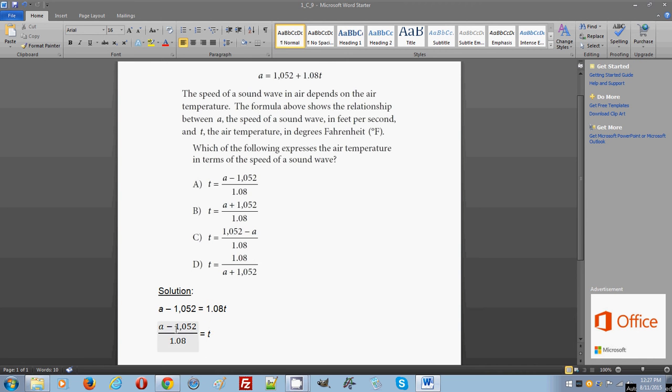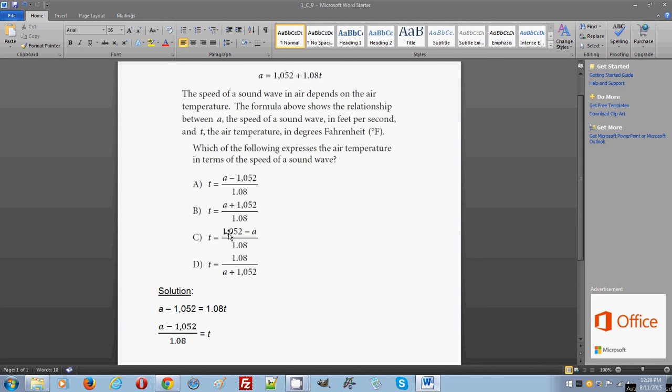So in other words, if you know the speed of a sound wave, then using this equation you can find the temperature in Fahrenheit. Pretty cool, right? So the correct answer choice for this problem, if you'll find it, is choice A.